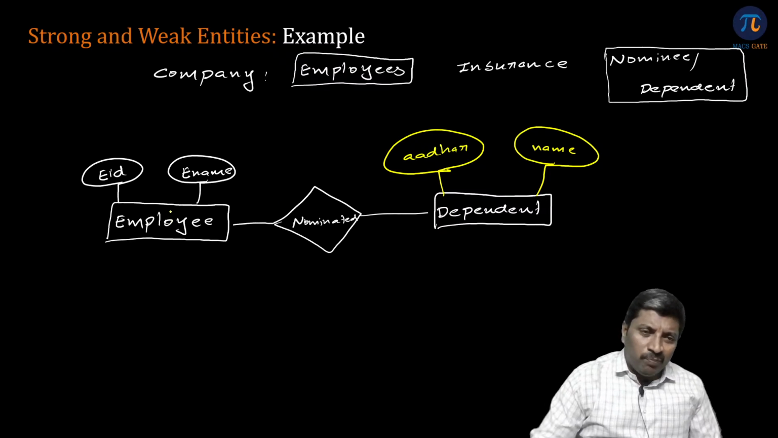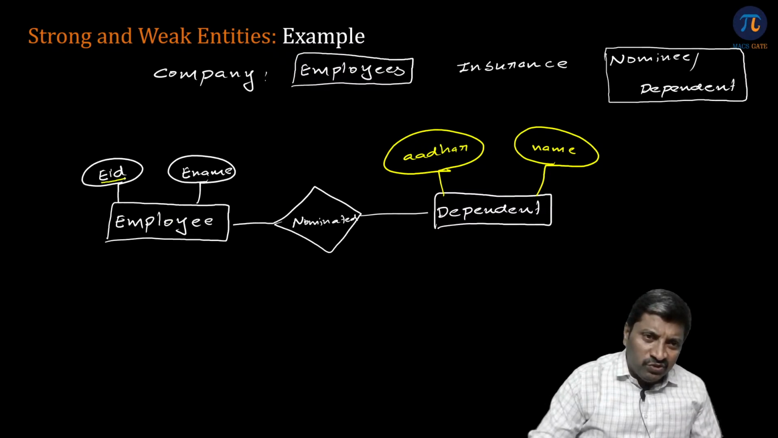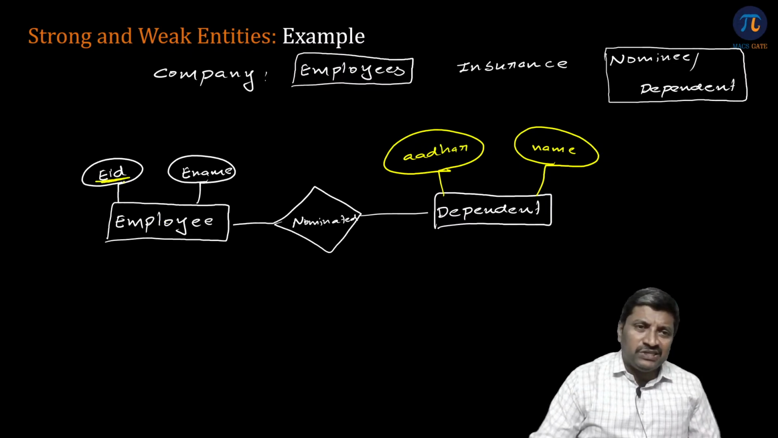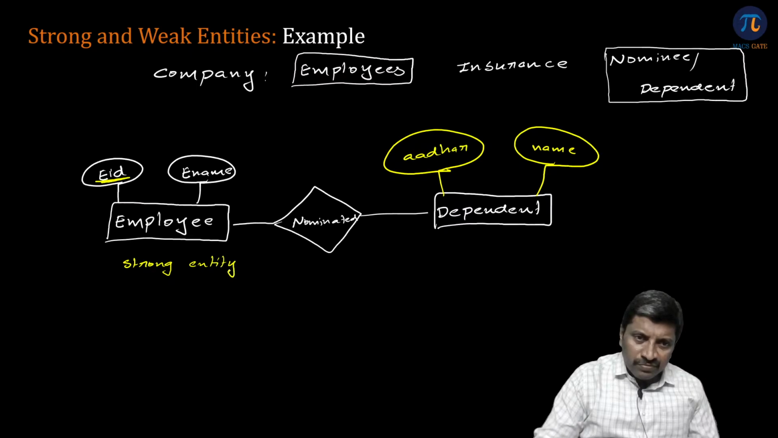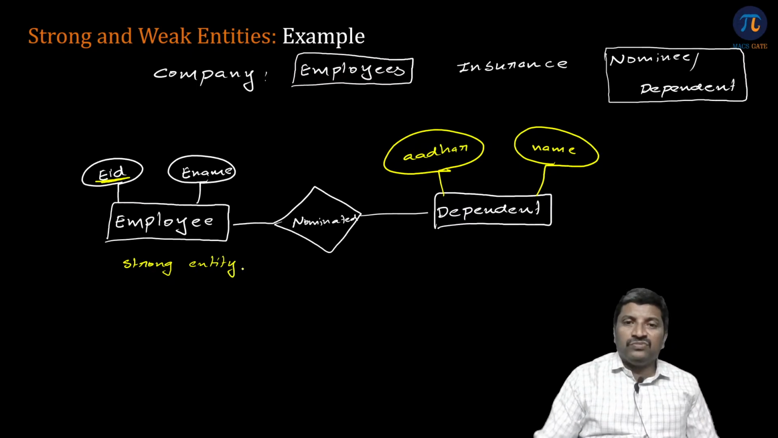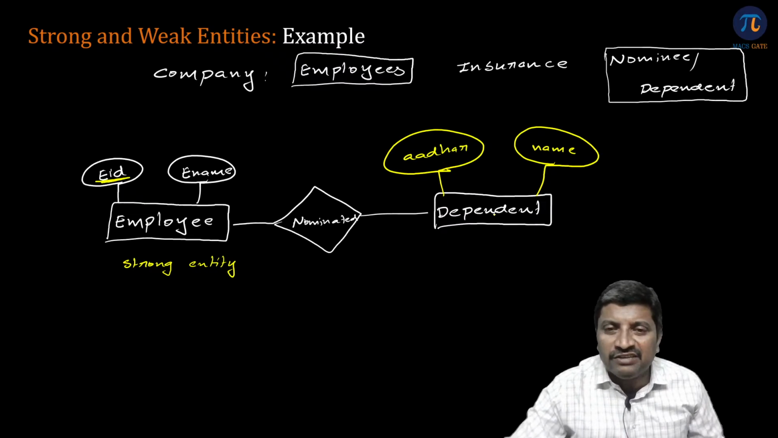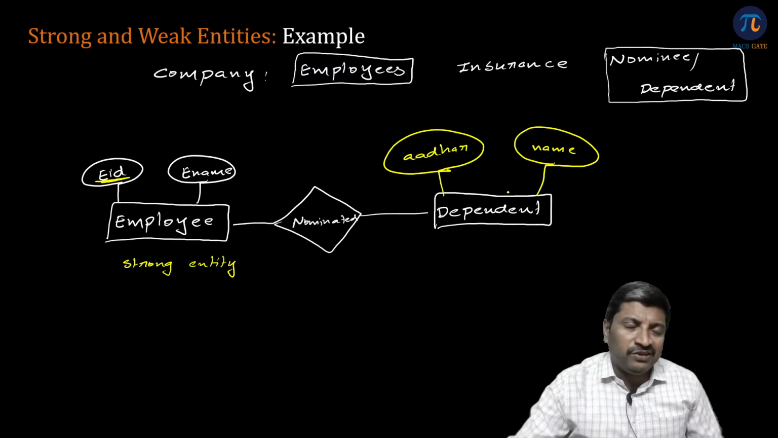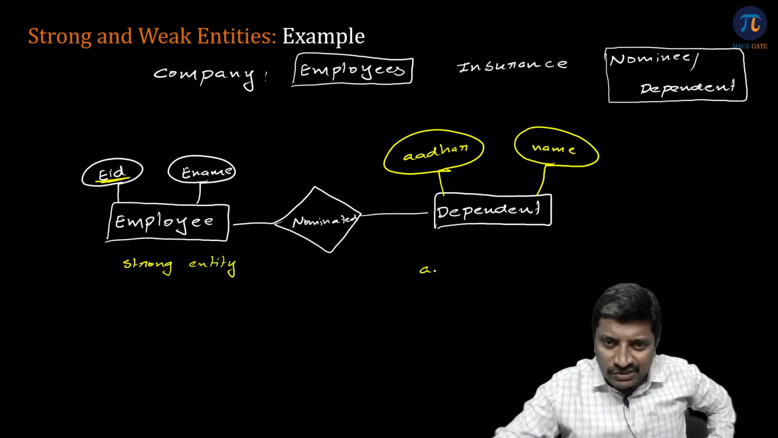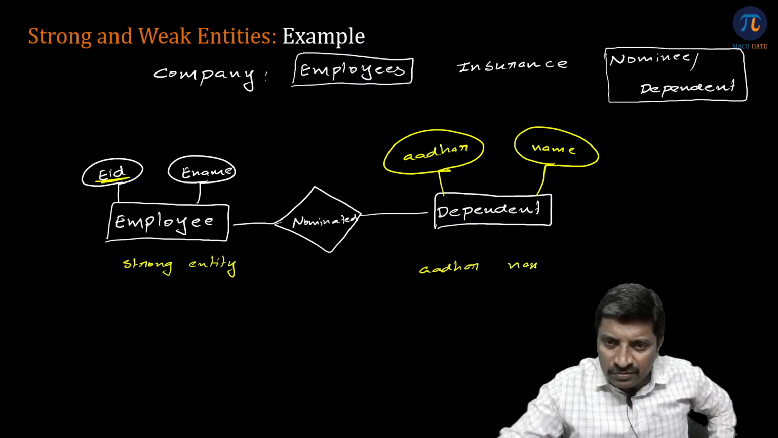Now, when coming to employee, since the employee ID is uniquely generated for each and every employee, it is an example of a key for the entity employee. So this is very clear, sir. It is an example of a strong entity because it has a key. Now, can I say Aadhaar identifies dependents uniquely? It might not, sir, because let us consider the table: Aadhaar, name.